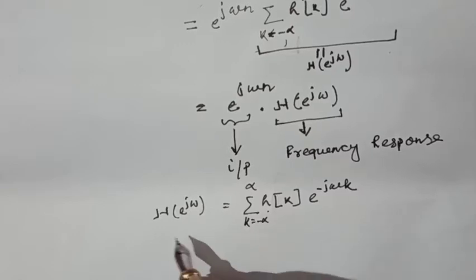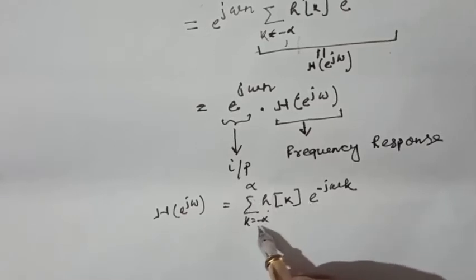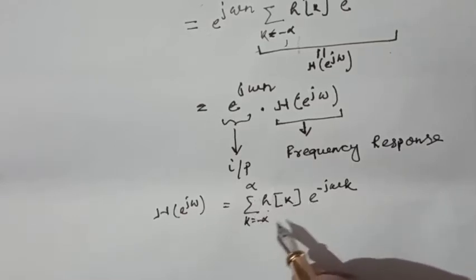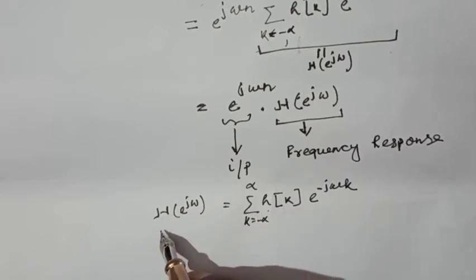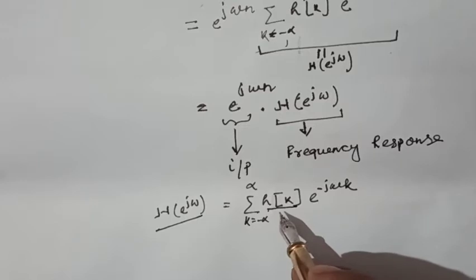Now since we have derived this H of e to the power j omega as the summation over k from minus infinity to infinity of this thing, this is nothing but the definition of the DTFT. So this exists only when h of k is absolutely summable.